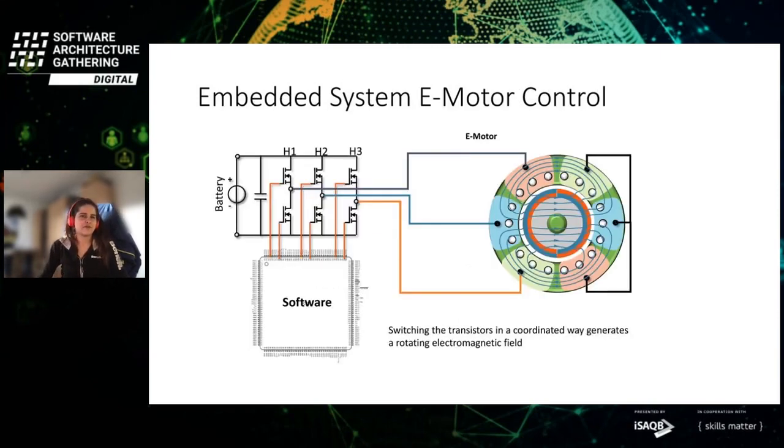On a very coarse-grained view, the e-motor control works in a way that you have windings in the system which are attached to transistors, and these transistors have to be switched in a coordinated way. This generates a rotating electromagnetic field that actually drives the motor. And this correct switching of the transistors in correct time slots is done by the software.